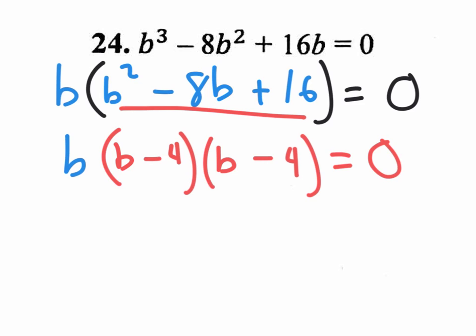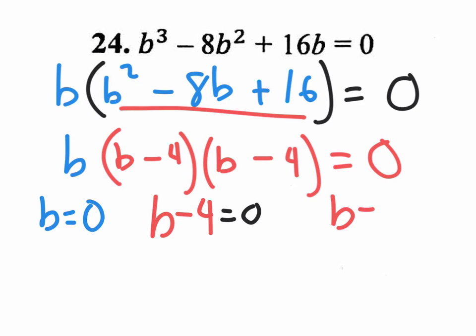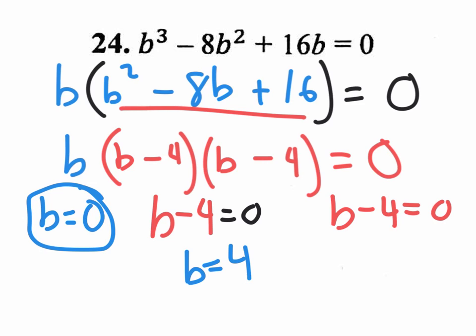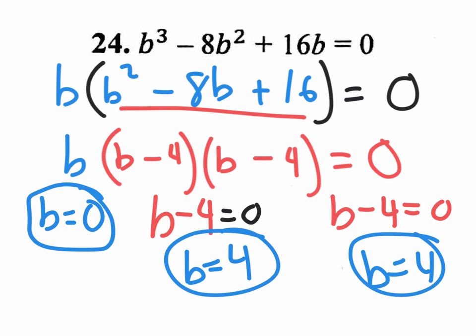So when you have it equal to 0, you're able to split this one equal to 0, that one equal to 0, and this one equal to 0. So you're going to have one equation that says b equals 0, the other equation that says b minus 4 equals 0, and the other equation that says b minus 4 equals 0. Now the first equation, it's already solved for you. That's an answer, b equals 0. The next equation is b equals 4 if you add 4 to both sides. And the last one's a duplicate, b equals 4 also.